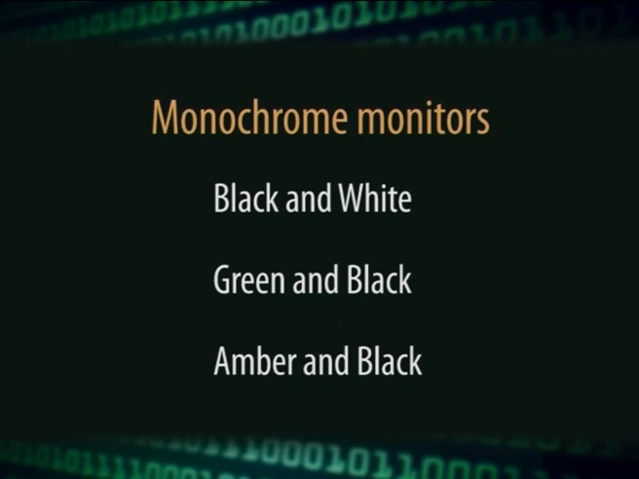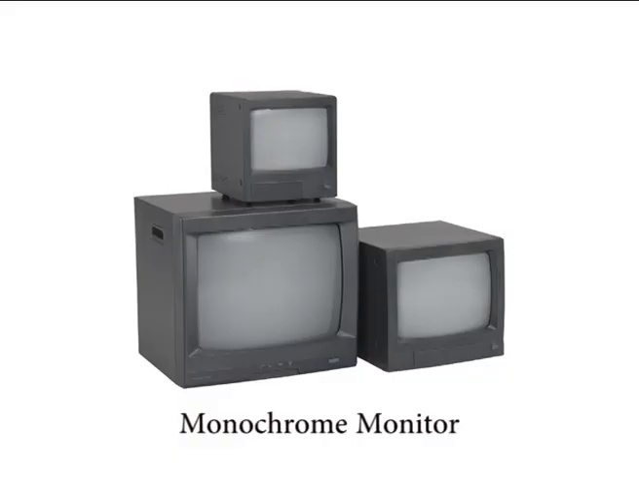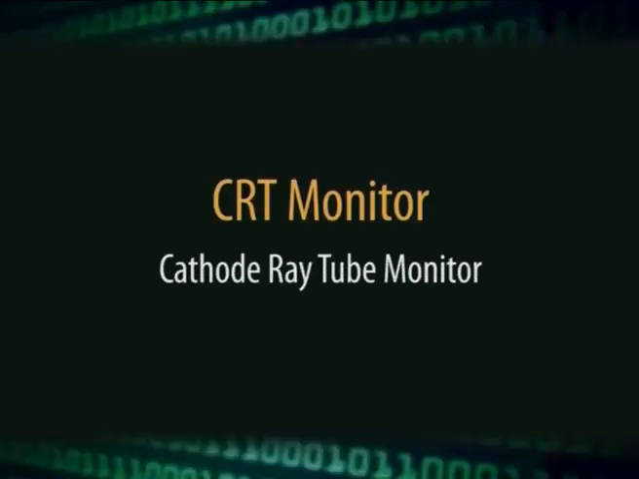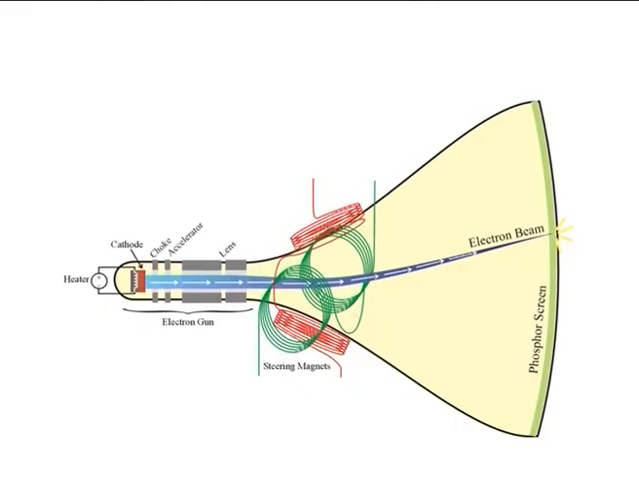The colors can be black and white, green and black or amber and black. A monochrome monitor is a type of CRT computer display which was very common in the early days of computing from 1960 through the 1980s, before color monitors became popular. CRT basically means cathode ray tube. The CRT use cathode ray tube technology to display images.